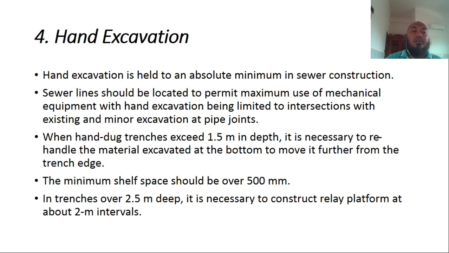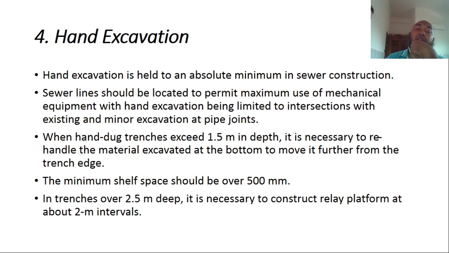And class C includes all other material like soil, sand, clay. So we have hand excavation. Hand excavation is held to an absolute minimum in sewer construction. Sewer lines should be located to permit the maximum use of mechanical equipment, with hand excavation being limited to intersections with existing utilities and minor excavation at pipe joints. So this is where we need the hand excavation.